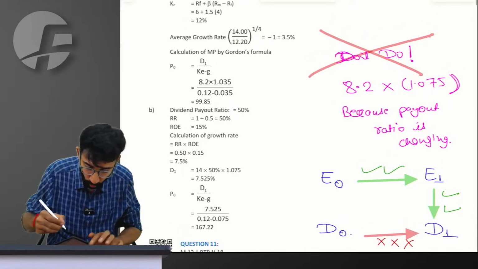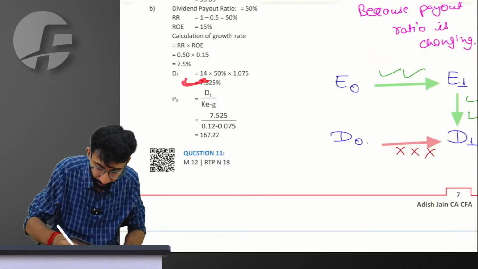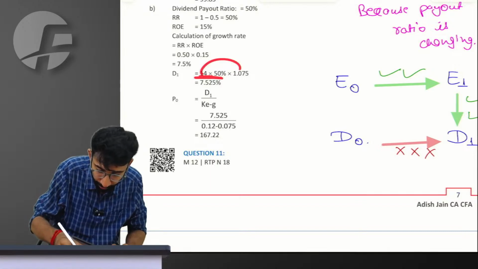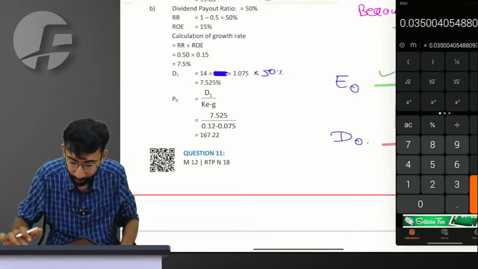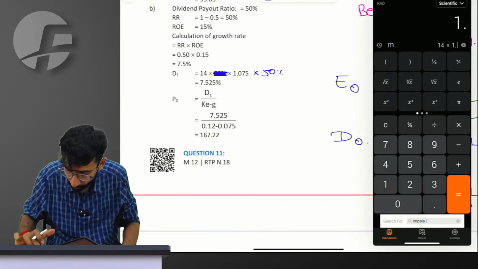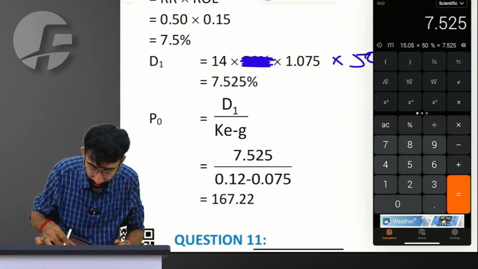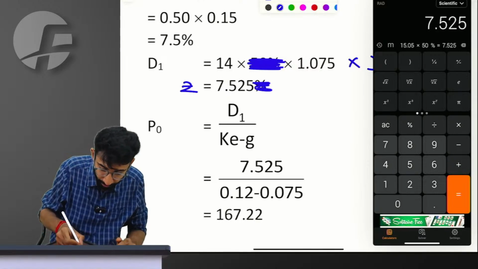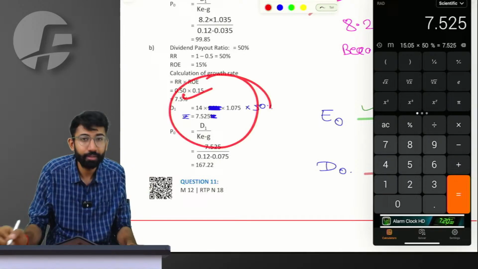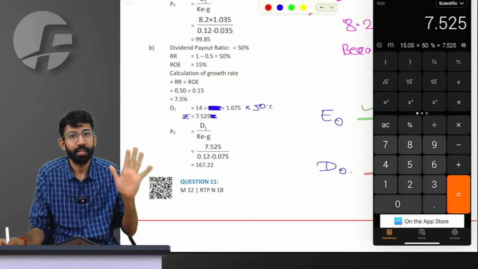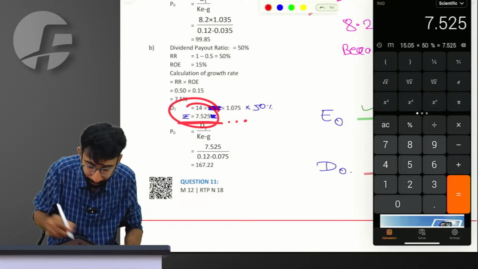All right, cool. So we have found out the revised EPS. Where is my revised EPS? This is here: 14% into 1.075 growth. And once you get EPS, 50% of that will be the revised D1. So 14% into 1.075, whatever is the answer, into 50%, which is 7.525 rupees, not percentage. There are small rectifications like this, which I will try to do in the class, but if I miss doing it, kindly consider this understanding. And obviously, we are learning it in a manner that you can do such rectifications on your own. So 7.525 is the revised D1.